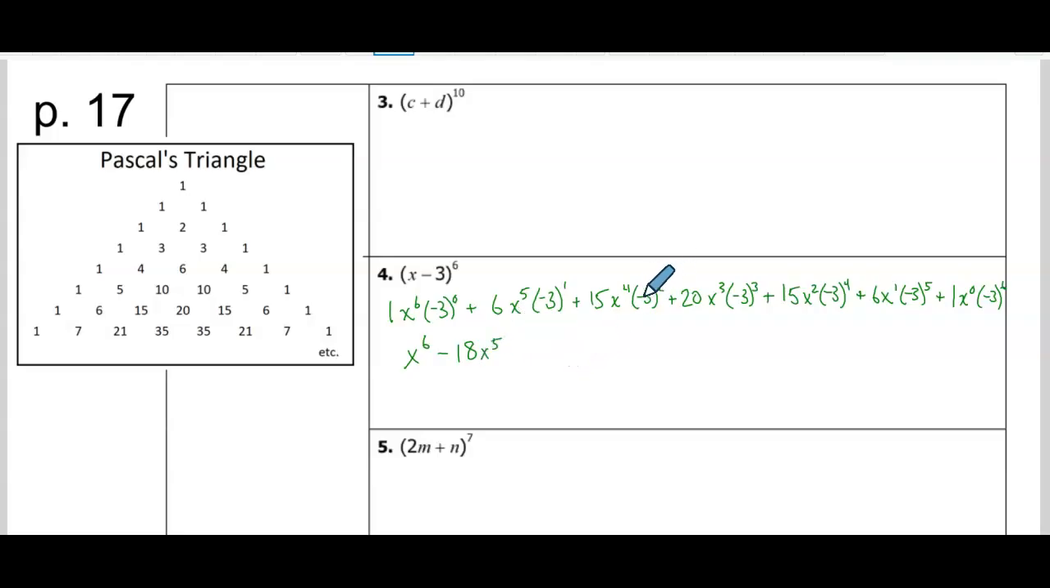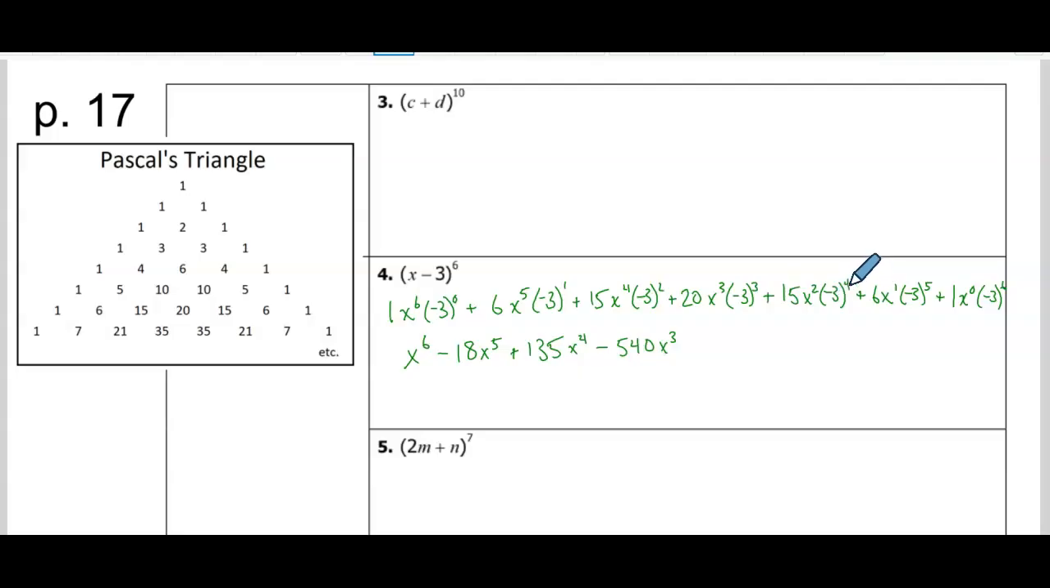Third term here, -3 squared. Any negative number that I square is going to become positive if there's an even power. And so that's +9 times 15 is going to give me 135. And that's x to the 4th. And I'm doing that the same way every time I do a new term. I just want to calculate whatever numbers I have and then go there. So -3 to the 3rd is going to be a -27. When I multiply that by 20, I get -540. And that's x cubed.